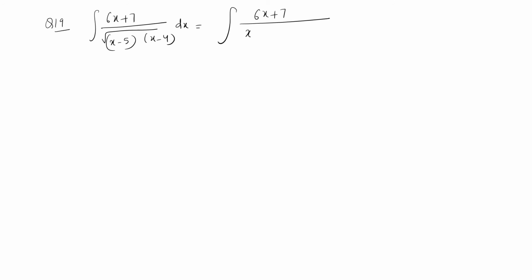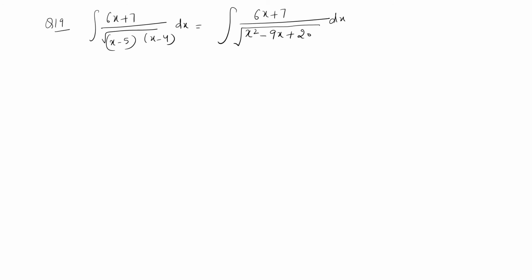So now let us take one question of the form linear upon under root quadratic. For it, I am going to take question number 19 of your NCERT, which is 6x plus 7 upon under root of x minus 5 into x minus 4 dx. Now clearly it is of the form x square minus 9x plus 20. Okay, so it is linear upon under root quadratic, which is going to change definitely.